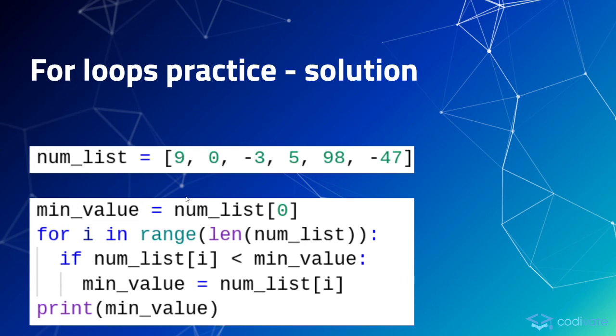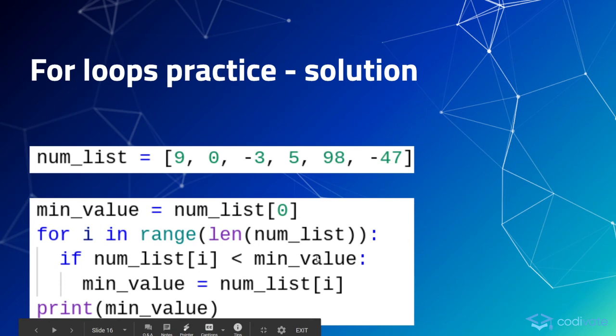Now we need our for loop. We want to go through each item in the list. We have our loop variable i. We use the range function, and inside the range function, we put the length of the numList because we know this is how we make a loop to loop through each index in a list. Inside our loop, we check if the current number, which is going to be numList[i], is less than the minimum value. If it is less than the minimum value, that becomes our new minimum because we assign min value the value of the current value.